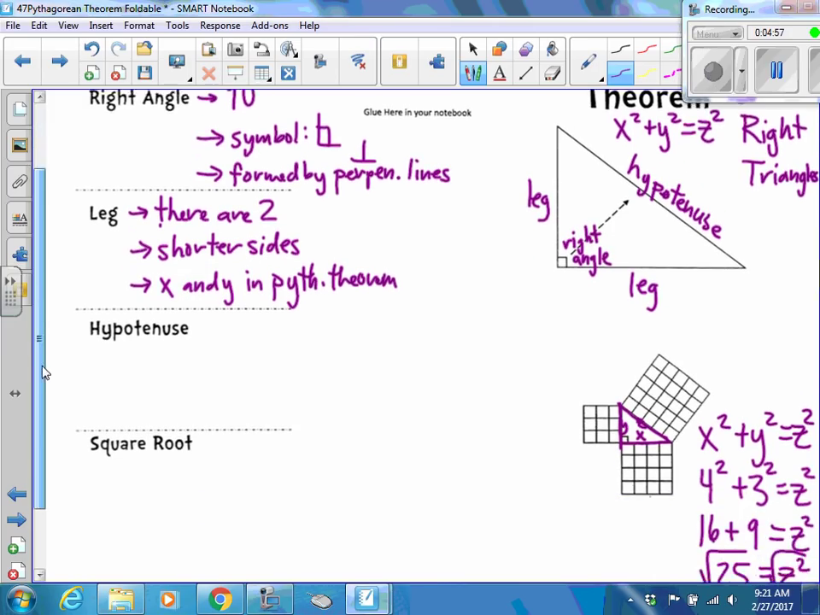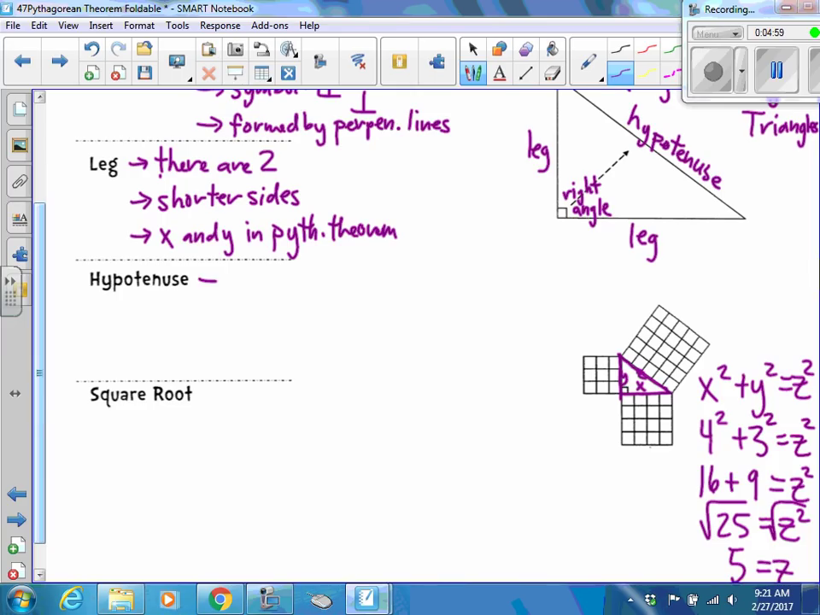All right, moving down to hypotenuse, it is the longest side. And you locate it not only because it's the longest side, but you can always look across the triangle from the right angle.